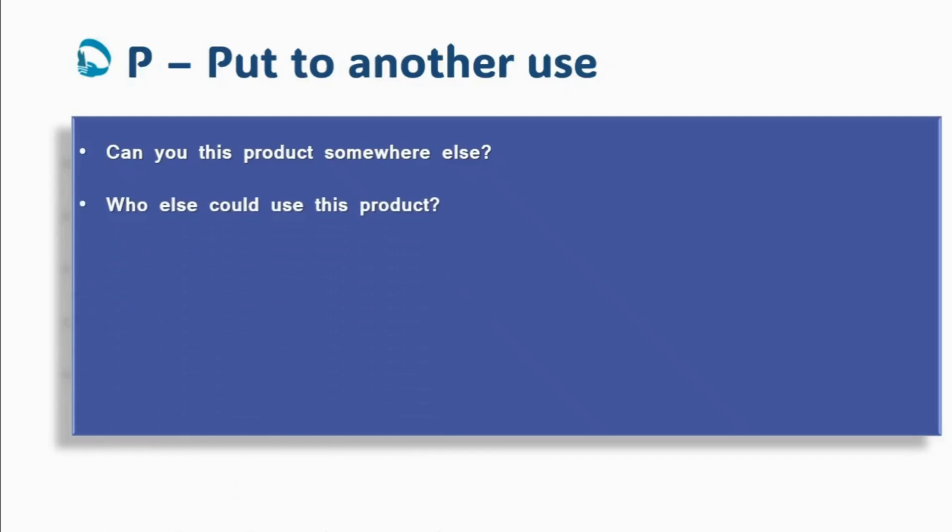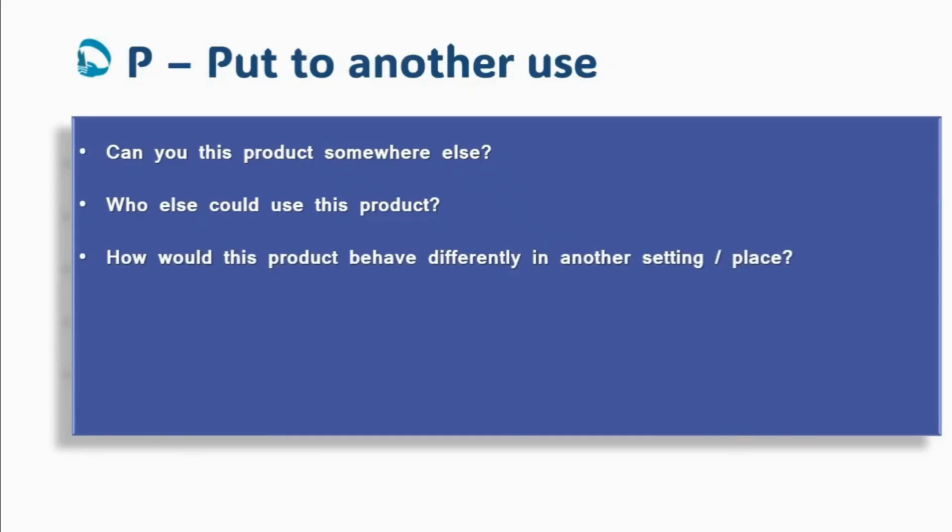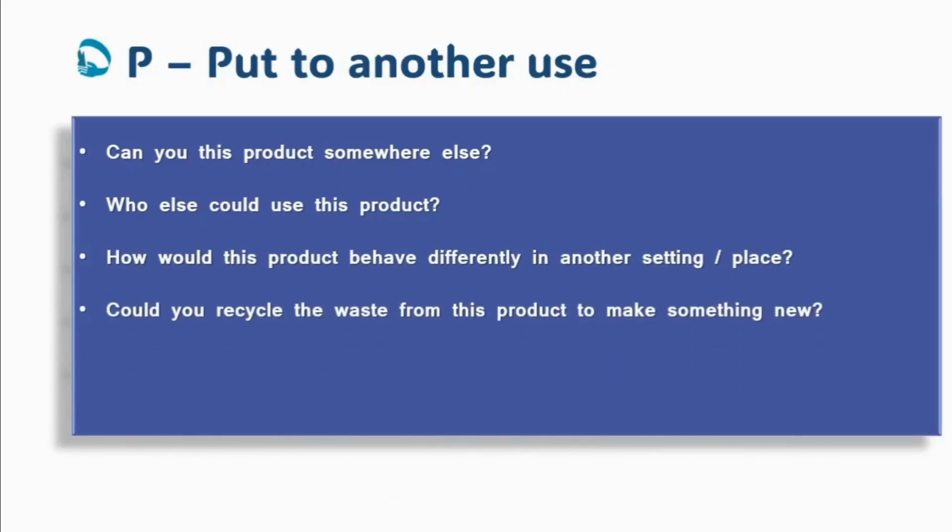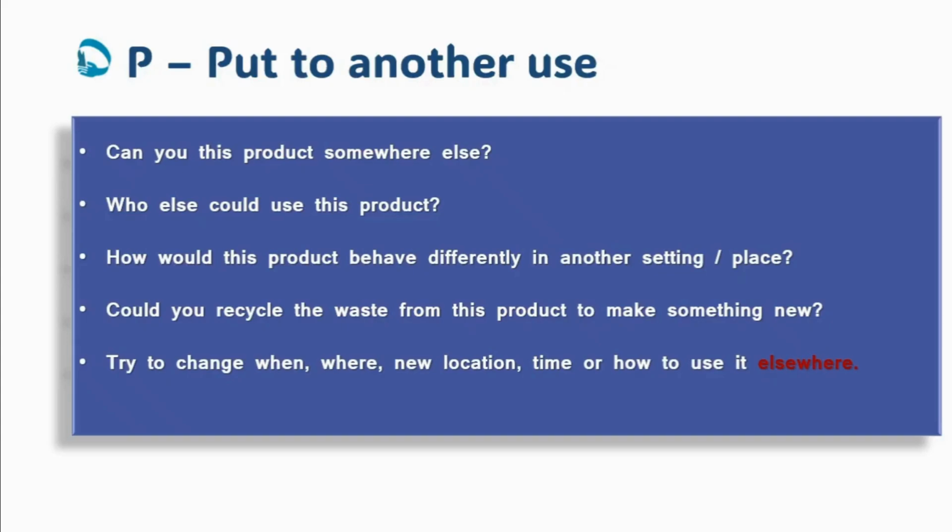Who else could use this product? How would this product behave differently in another setting or place? Could you recycle the waste from this product to make something new? And the last one, try to change when, where, new location, time, or how to use it elsewhere. See, the product is the same. What you are doing is just changing the application.